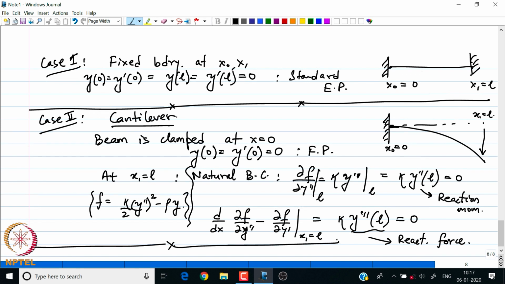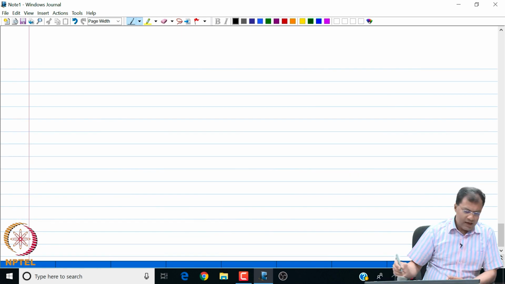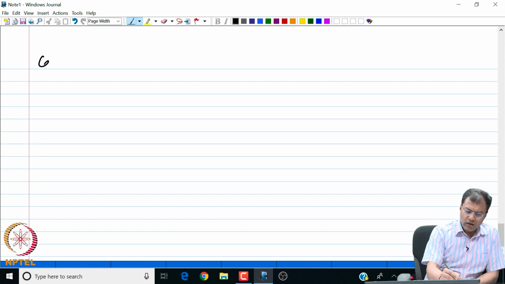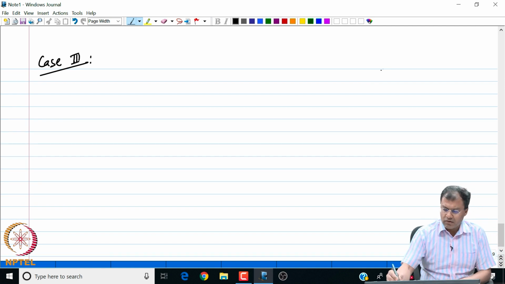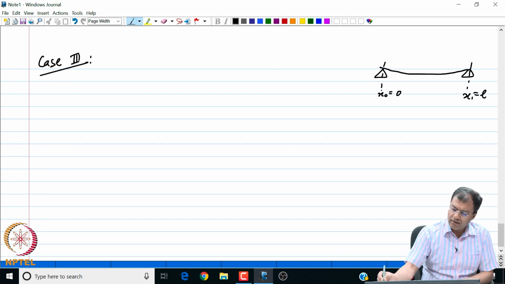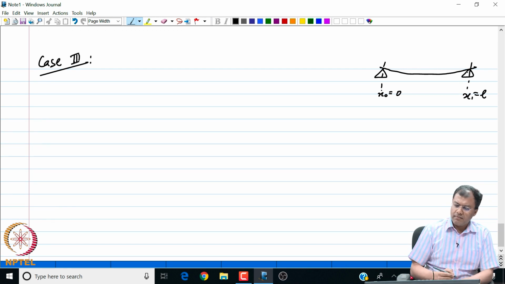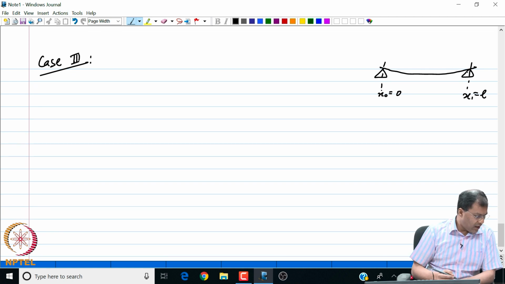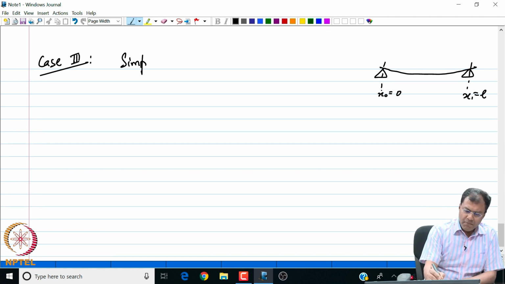So, let us continue with another case. Suppose we are given a beam which is just supported over a particular support. So, suppose we have a setup where this is my point x 0 which is 0 and this is my point x 1 which is L, and suppose I have a beam which is supported at these 2 points. Then the question is how are we going to find the extremal shape of this beam. So, again, the case is the simply supported beam.